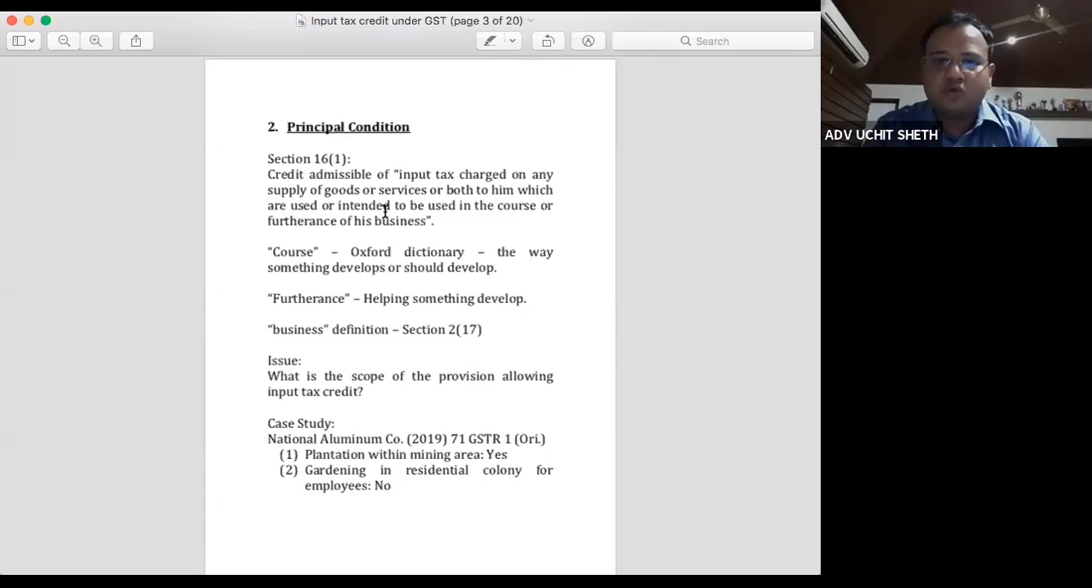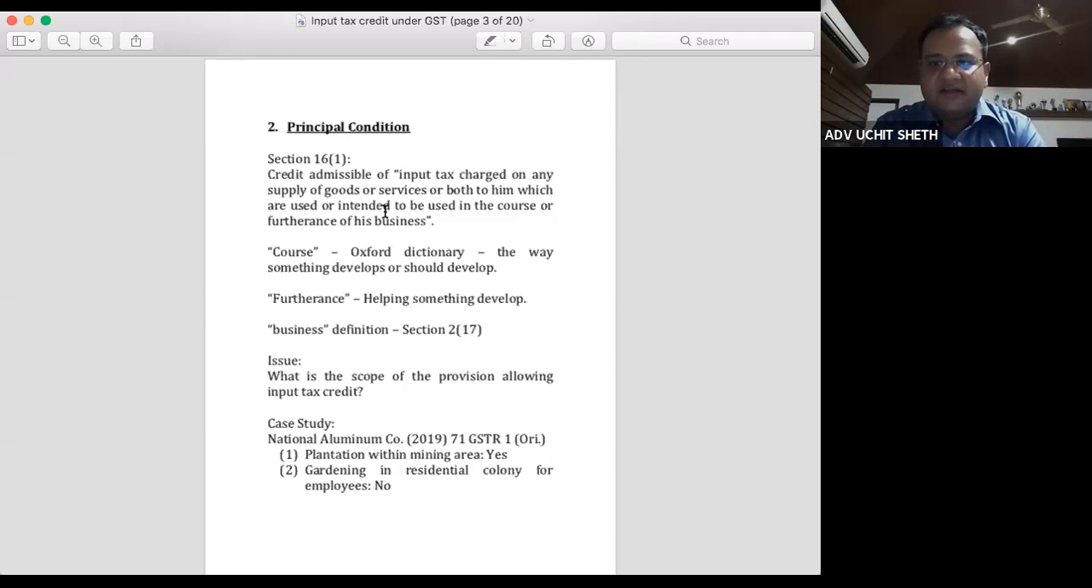Next, it is important also to understand that the term business is specifically defined under the GST law in section 2 subsection 17. If we peruse the definition of business, it is very widely worded. Business is defined to include any trade, commerce, manufacture, etc. It also includes anything which is incidental or consequential to my main business. It also includes anything which is done in relation to commencement or closure of business. So the provision per se is wide, the definition of business is also very wide, and therefore the scope of input tax credit is also quite extensive.